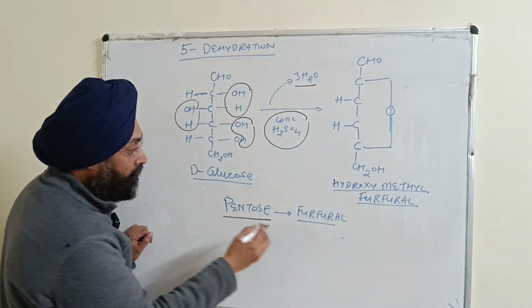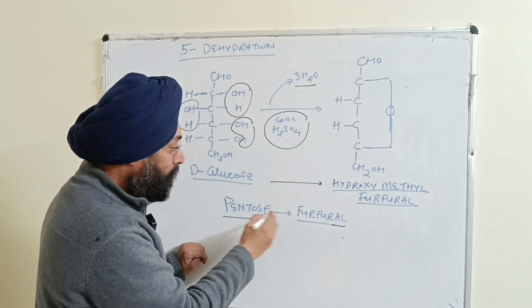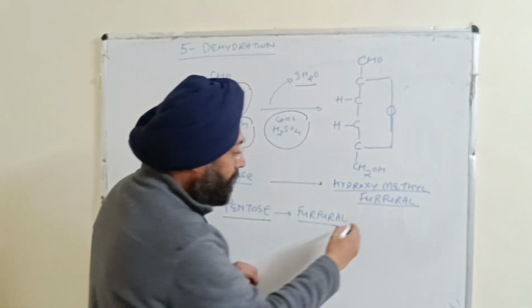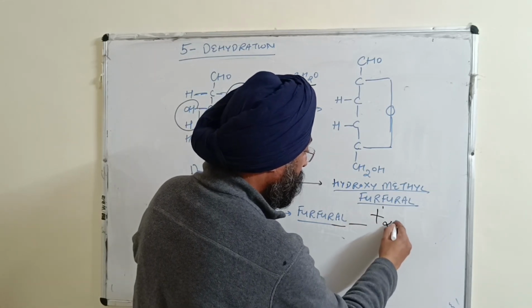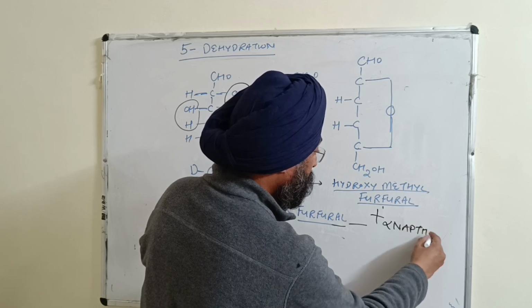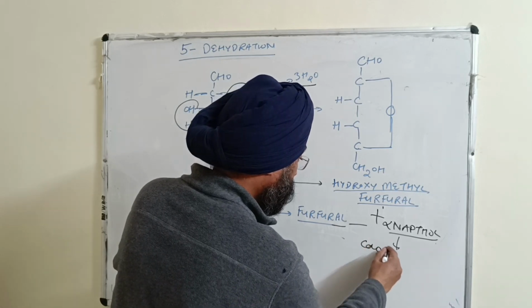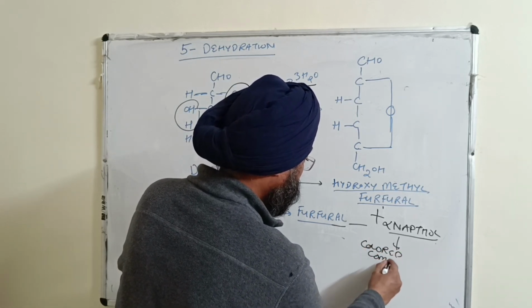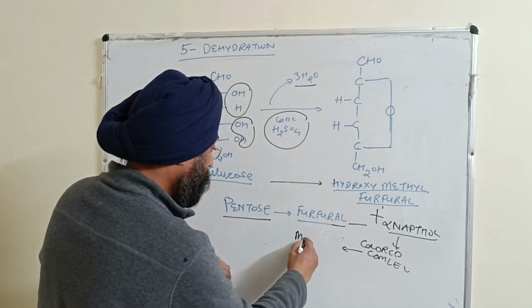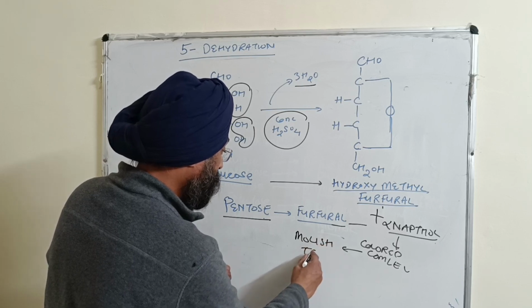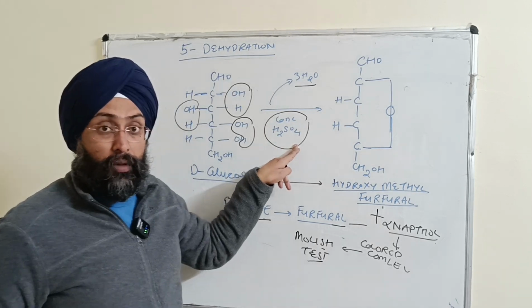Meanwhile, if we have pentose, it is converted to furfural. If hexose is there, it is converted to hydroxymethyl furfural. If pentose is there, it is converted to furfural. And these compounds, both, they condense with phenolic compounds like alpha naphthol, and they will form a colored complex. And this forms the chemical basis of our Molish test. So Molish test is based on this dehydration property.